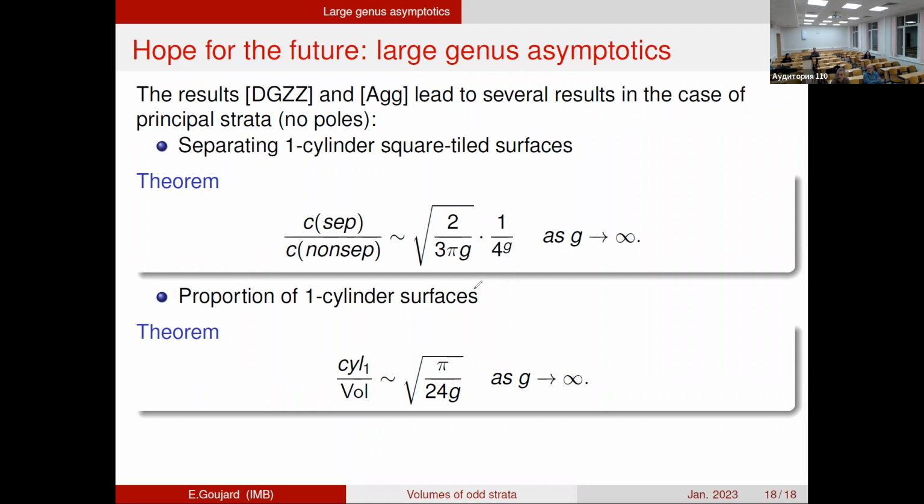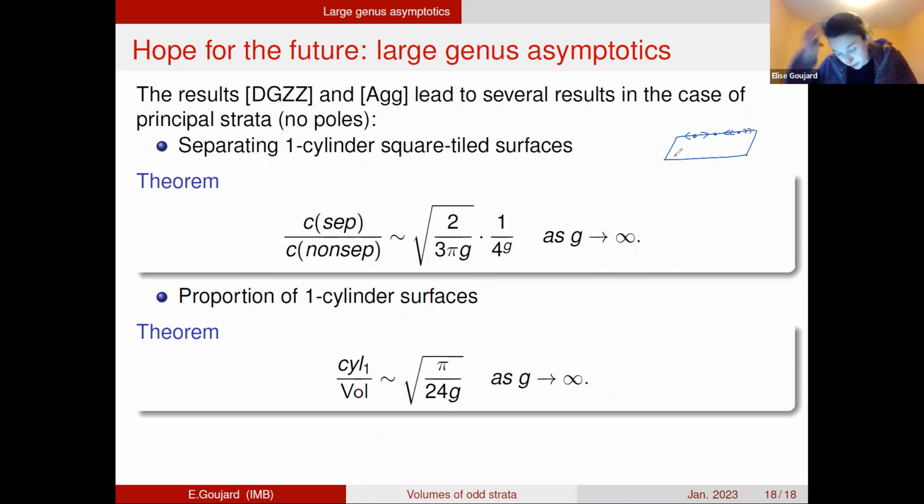Question? Could you explain what you mean by one cylinder surface? One cylinder surface is a square tile surface that has only one cylinder. So it could be, I don't know, several things here. Maybe I'm not able to imagine something. Let me try to find something. Thank you.